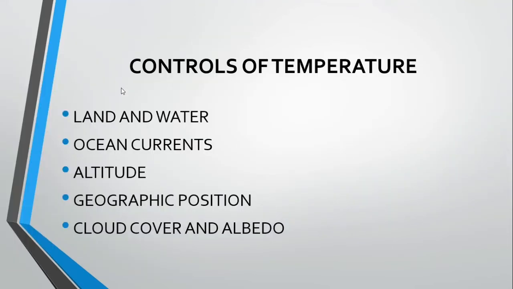Okay, now let's discuss the different controls of temperature. We have land and water, ocean currents, altitude, geographic position, cloud cover, and albedo. Now, before we discuss this, can you try to answer or explain one control of temperature? For example, how does land and water control temperature? Or how do ocean currents control temperature? How does altitude control temperature?